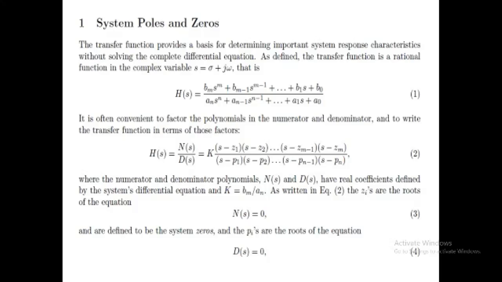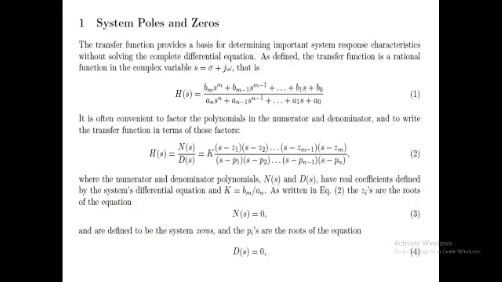Hope everyone got this. In simple words, we can say that if we equate the denominator of a transfer function to 0, then we obtain the values of s, and those values are known as the poles of the transfer function. Similarly, if we equate the numerator of the transfer function to 0, then we obtain the zeros of the transfer function, and that is known as the zeros of a particular transfer function. In this way, we can easily find out the poles and zeros of the transfer function.